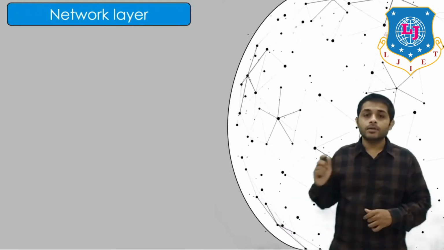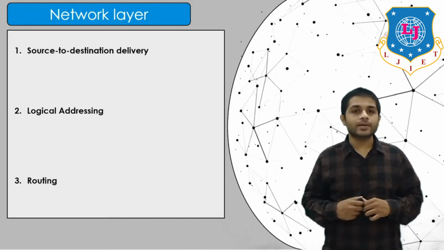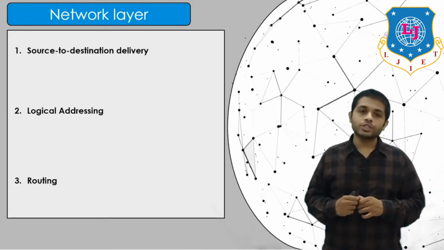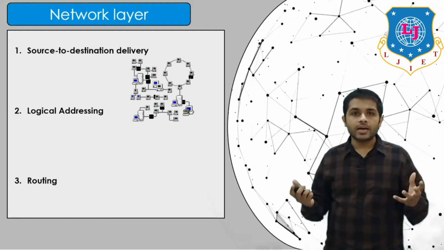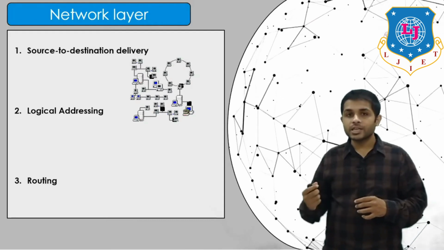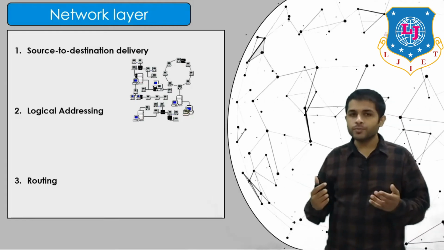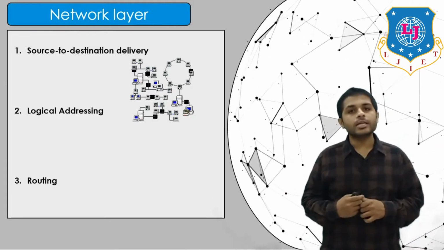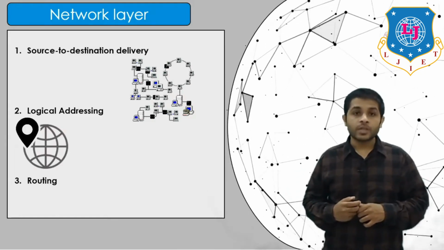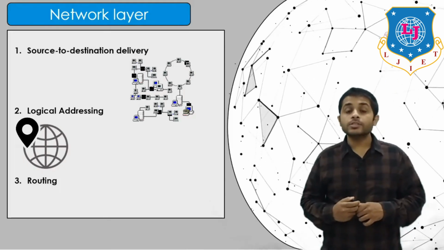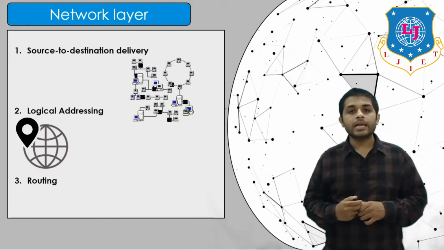Then the layer after the data link layer is called the network layer. The responsibility of the network layer is source to destination delivery, logical addressing, and routing. In the internet, there are many devices connected, and when you send a message from your device to your friend who is sitting far away from you, it is the responsibility of the network layer to deliver that data. For that, it uses logical addressing. Addressing in the network layer is also called the IP address. There are two types of IP address, IPv4 and IPv6.